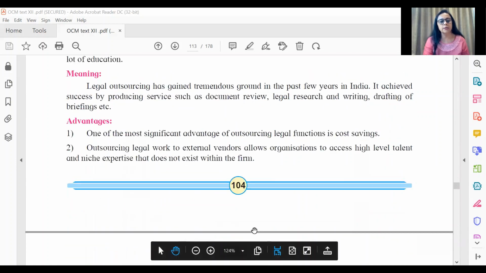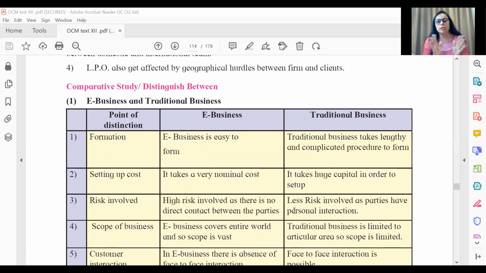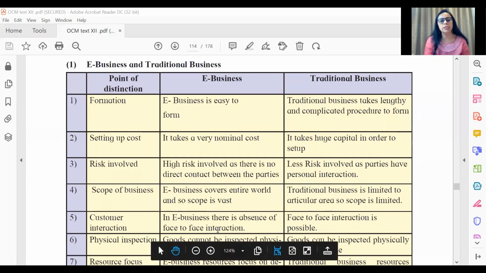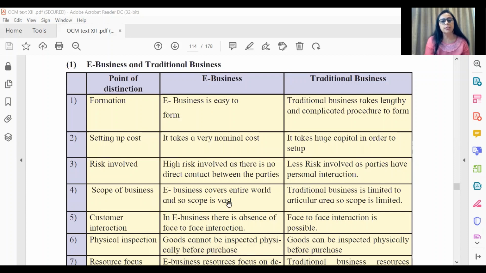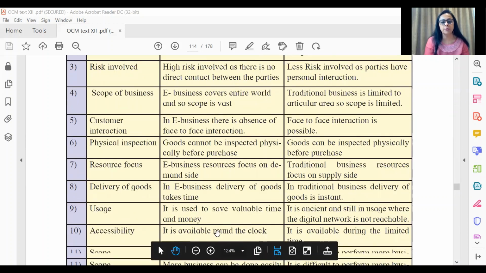If you will see that, this particular distinction which you have is not important here. If you want to write an answer on the justify, you may find 1 or 2 points on how e-business is easier. It is easier to set up, it has nominal cost, it covers the entire world. You do not need to travel and meet face to face. So all these points you can get from here.